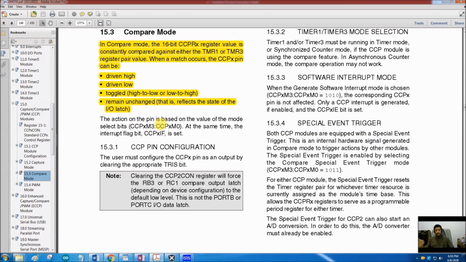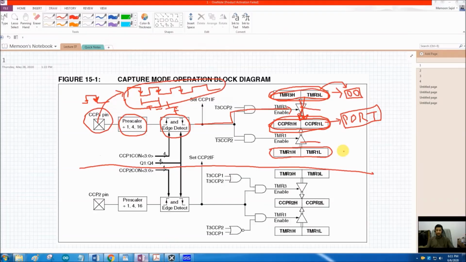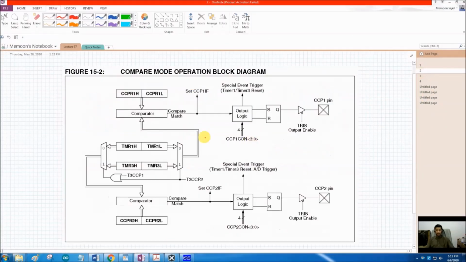The compare mode is exactly the opposite of capture mode. If I can show you the block diagram of compare mode, what it is doing is comparing the value. Let me draw a line here again. This is for CCP1 and CCP2 both, so we are discussing only one of them. Both of them are identical.